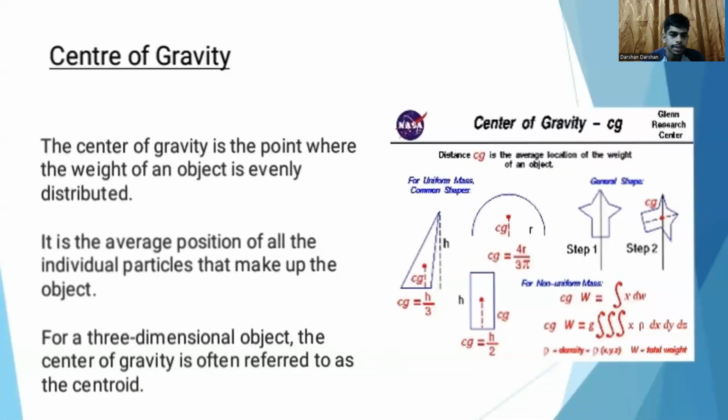Now, center of gravity. The center of gravity is the point where the weight of an object is evenly distributed. It is the average position of all the individual particles that make up the object. For a three-dimensional object, the center of gravity is often referred to as the centroid. You can see here the diagram and calculation over it.